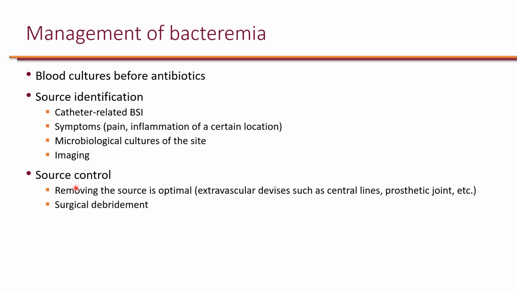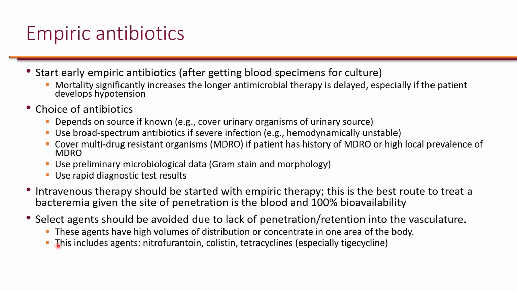So for example, if somebody has a UTI, and the urine culture is growing the same thing as in the blood, it could be the source. Or if someone has pneumonia and a respiratory sputum culture is growing the same organism as the blood, that could be the source of bacteremia. As well as imaging. So if no organism is identified in other places, imaging might be able to show where the organism could be originating from. And the reason source identification is important is because source control is crucial. So removing the source is optimal, and sometimes surgical debridement might be needed.